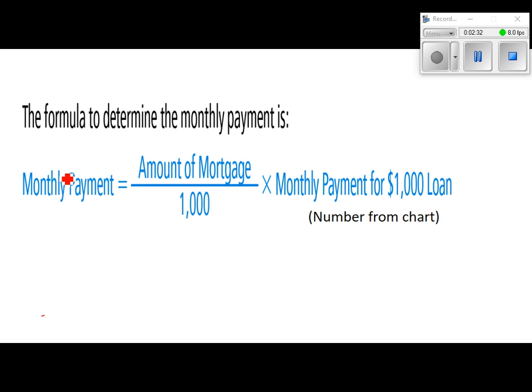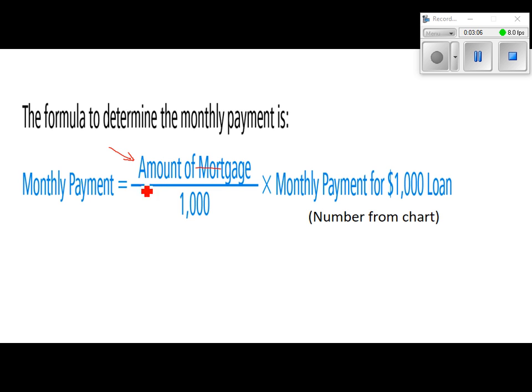Formula to determine the monthly payment. There's a couple of problems on the test where you could use the big formula, or you could use the chart. There's a couple of problems on the test that give you a chart to use, and all you do is use the amount of the mortgage. So you got to be careful with that, because the amount of the mortgage is not the selling price. It could be, but doesn't have to be. That's the amount that you're actually financing. So you would subtract off the down payment first.